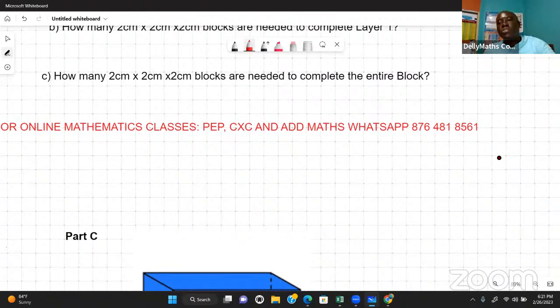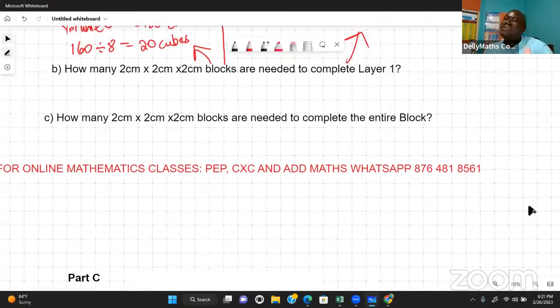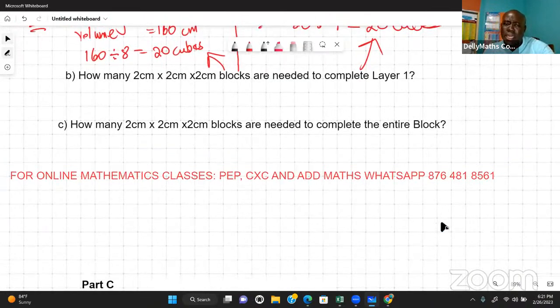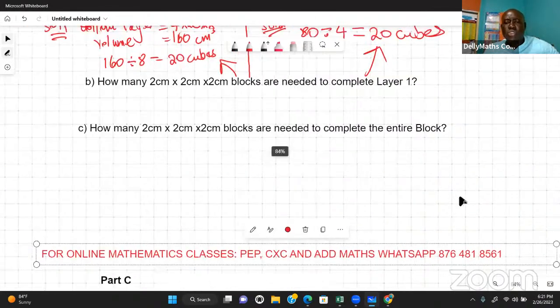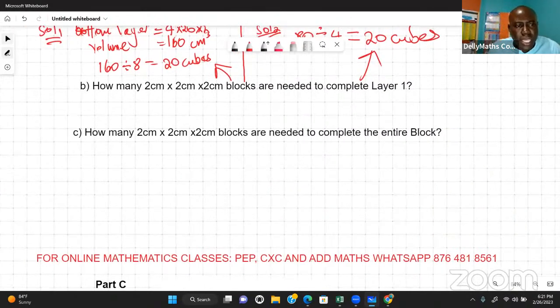Now, what you want to do is basically look at the volume. There is more than one way you could do it, by the way. One of the ways that you can do is to say, all right, the cuboid volume.